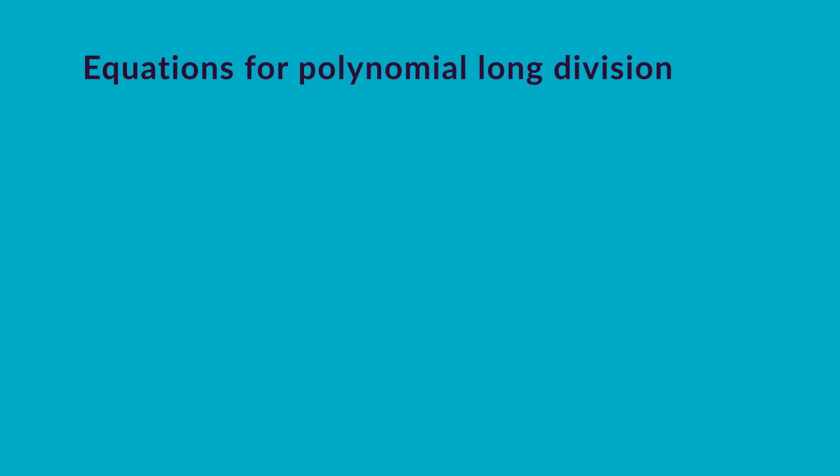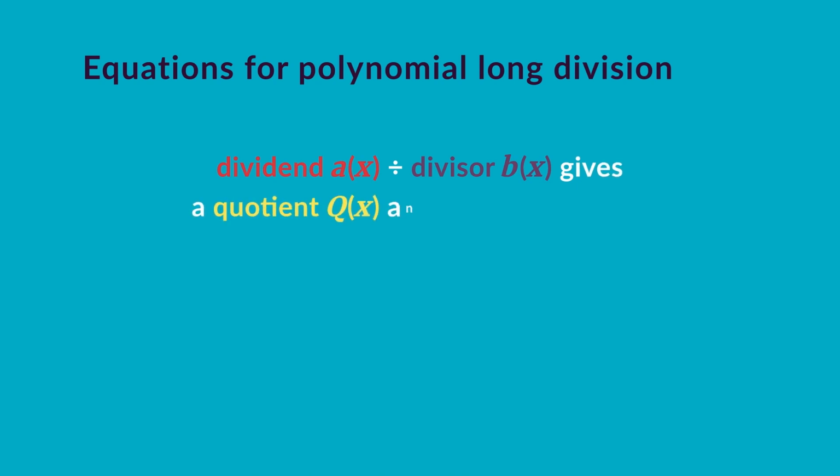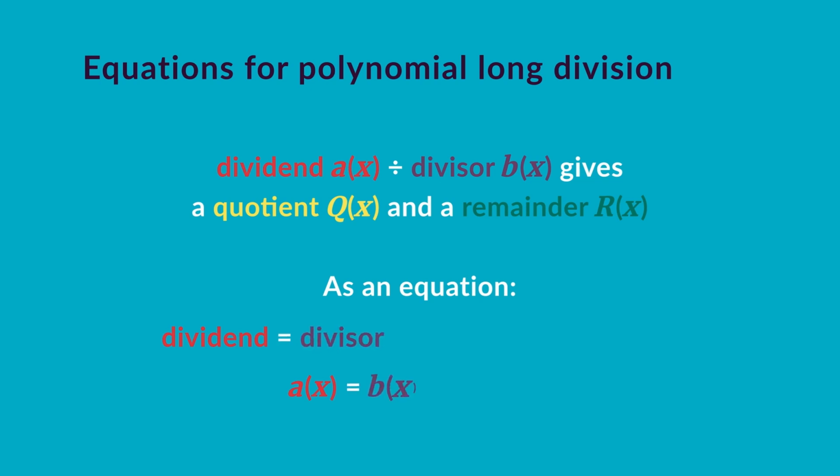Now let's use polynomials instead of numbers. If we divide polynomial a of x by polynomial b of x, then a of x is the dividend and b of x the divisor. The quotient, or answer, will be a polynomial q of x, and the remainder will be polynomial r of x. So we have the polynomial a of x is equal to b of x times q of x plus the remainder polynomial.